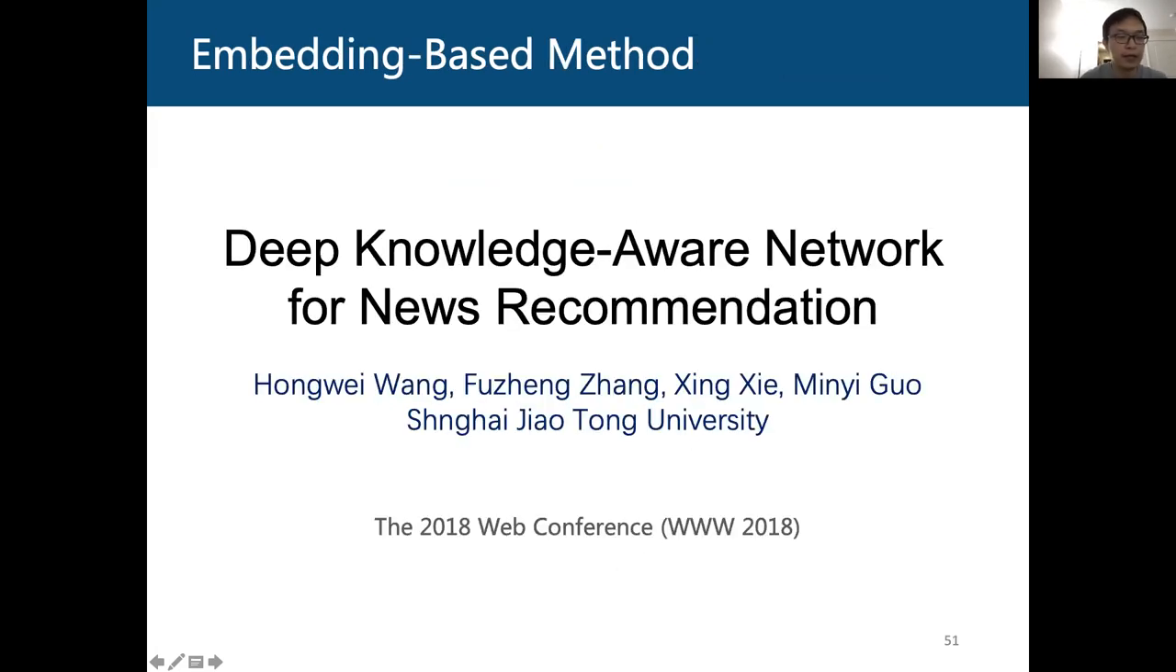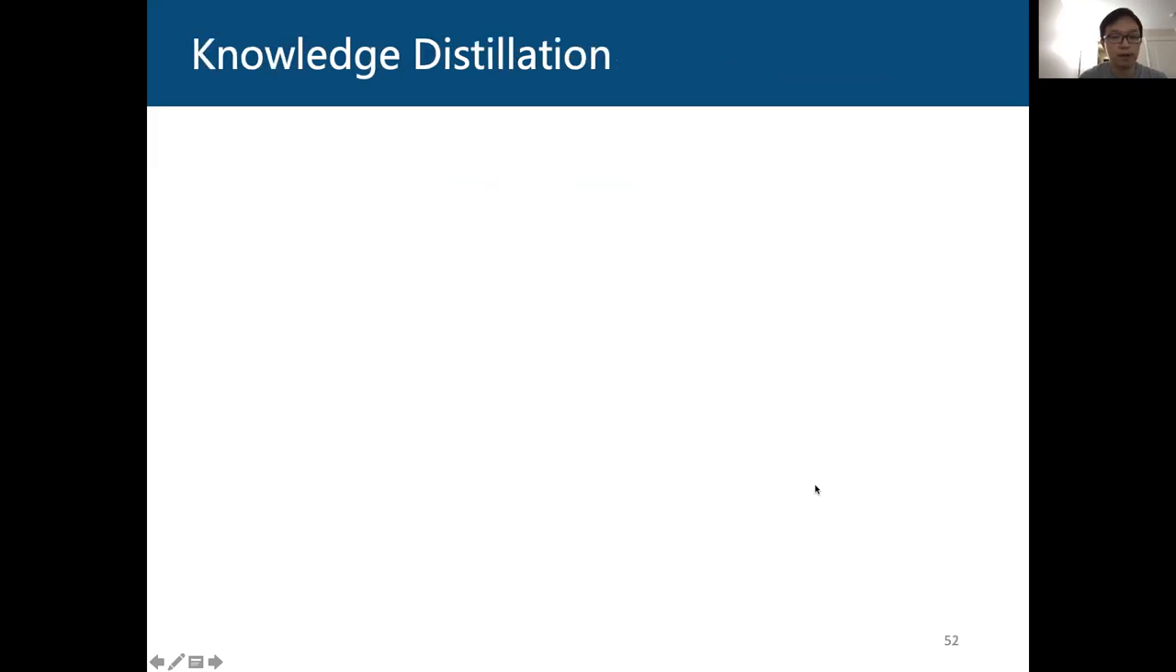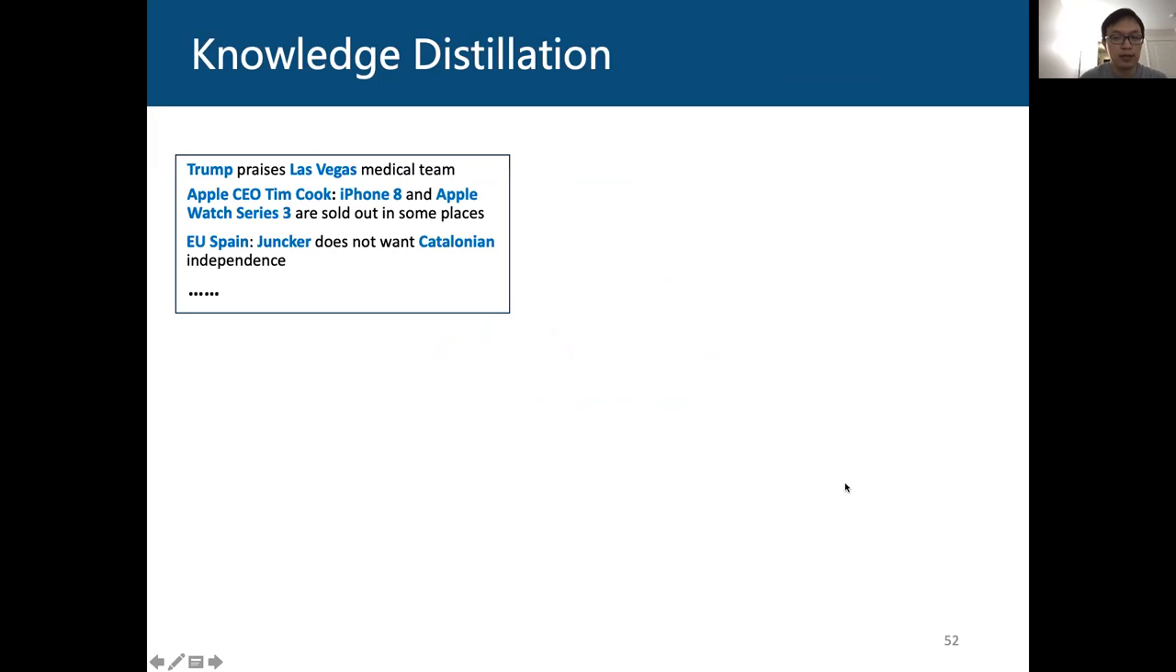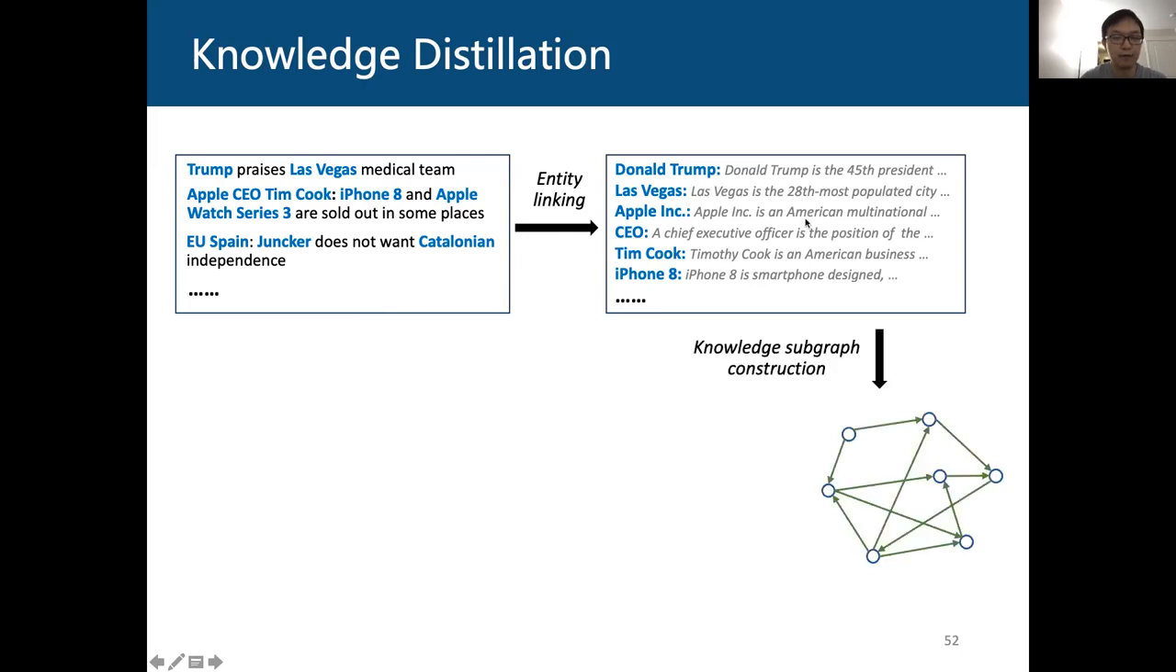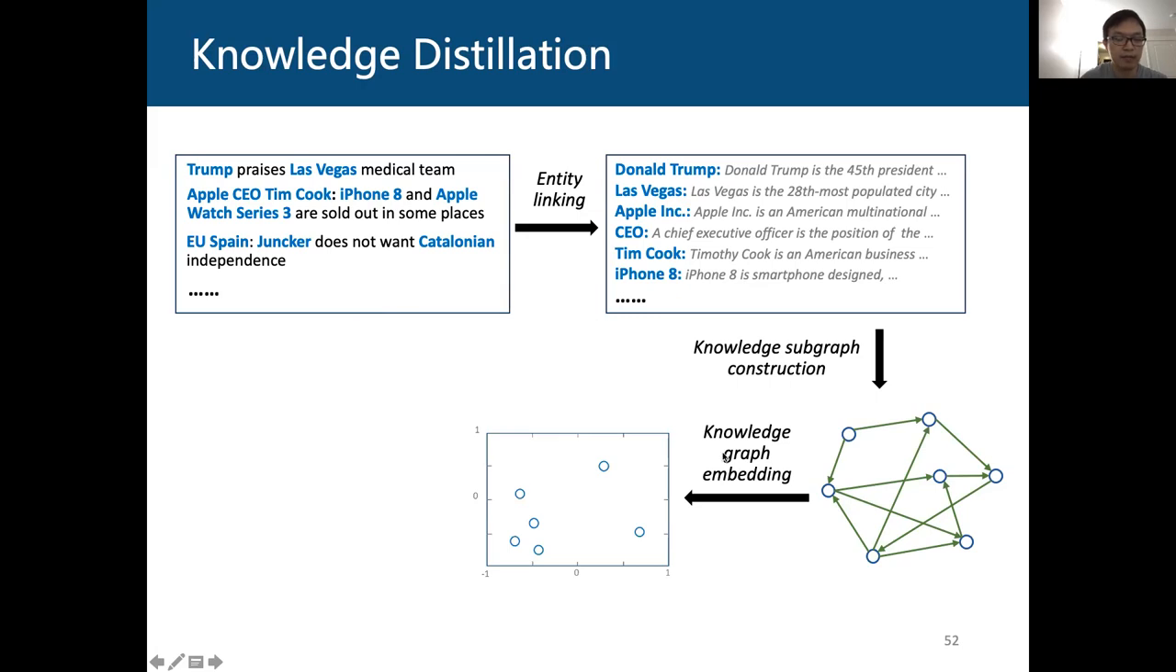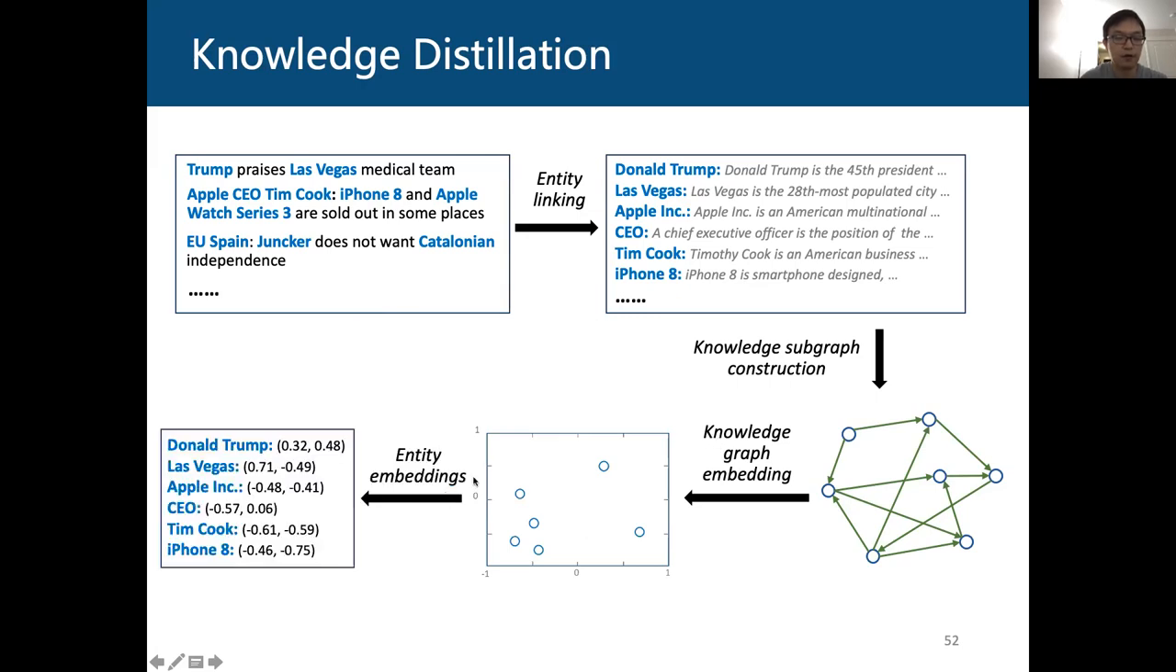So here, for the first type, I will introduce this work, the deep knowledge-aware neural network for news recommendation, which is based on our WWW 2018 paper. Since we are doing news recommendation, the first step is to perform knowledge distillation. Given the corpus of all news titles in this data set, we utilize entity linking tools to associate them with the predefined entities in a knowledge graph. Next, we construct a subgraph from the original knowledge graph. And then we can utilize the knowledge graph embedding method, which outputs the learned embeddings for each entity.